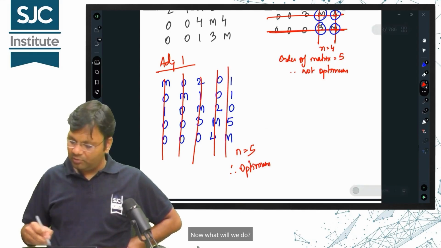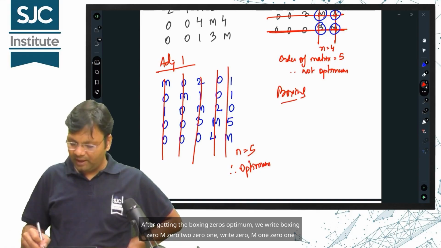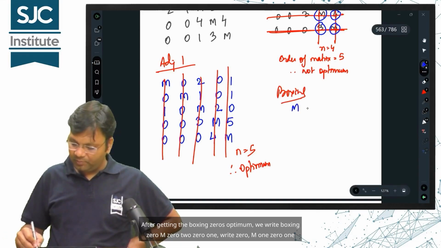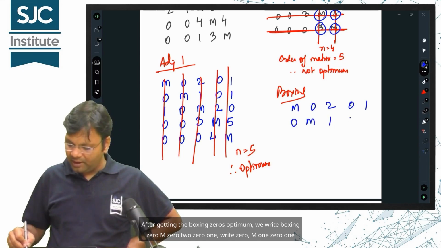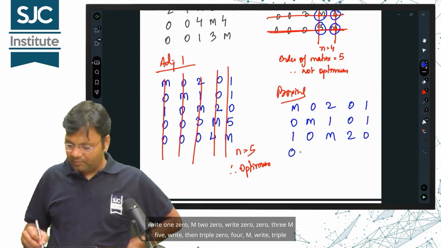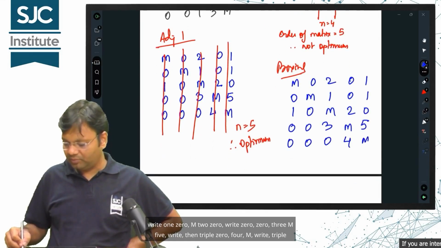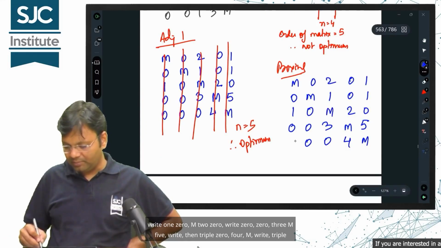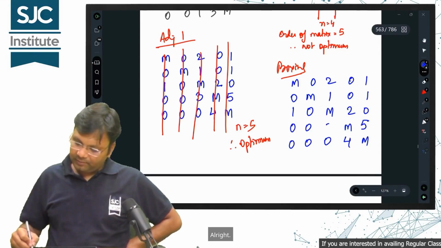Now what will we do? Now we will do the boxing step. After getting the optimum, we box the zeros. Write boxed 0, M, 0, 1. Write 0, M, 1, 0, 1. Write 1, 0, M, 2, 0. Write 0, 0, 3, M, 5. Write 0, 0, 0, 4, M. Alright.